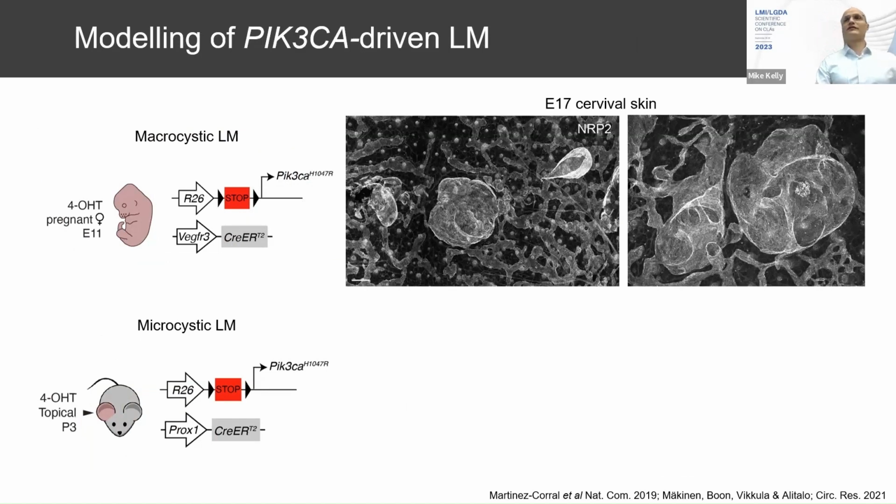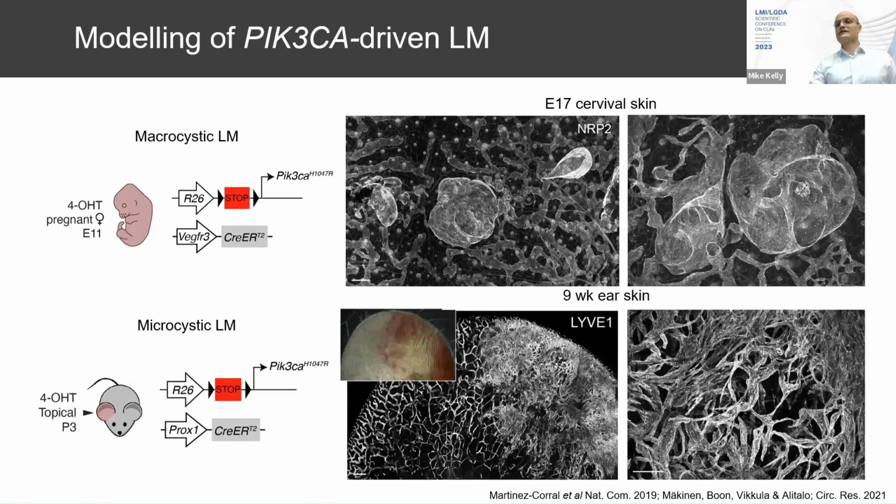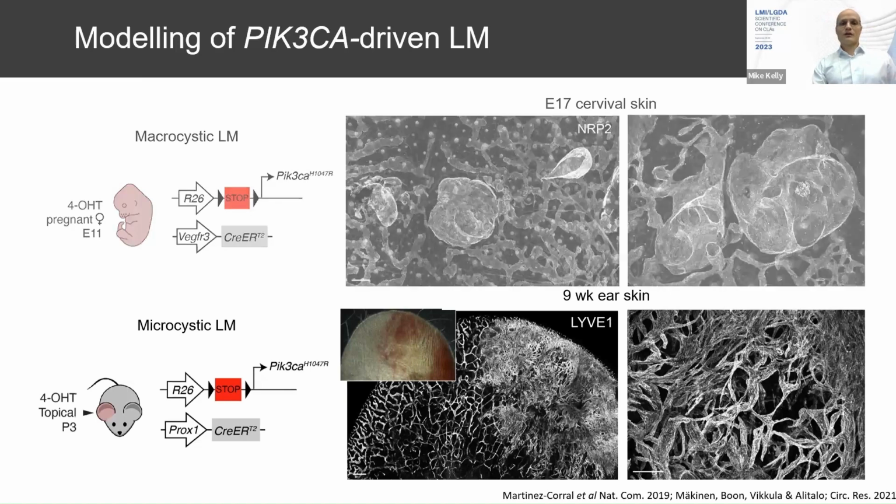However, interestingly enough, there is a completely different response if we induce these animals at postnatal or adult stages. By giving tamoxifen here at P3, we can see that the lymphatic endothelium in the skin responds by hypersprouting, more reminiscent of a microcystic characteristic. For my presentation today, I will mainly focus on our work in microcystic lymphatic malformations.